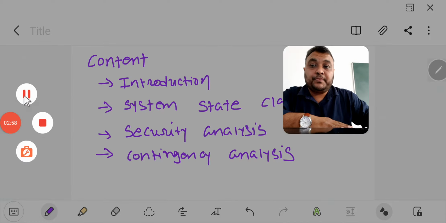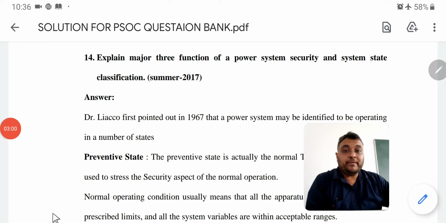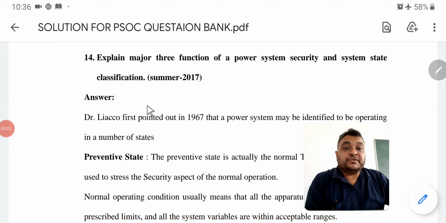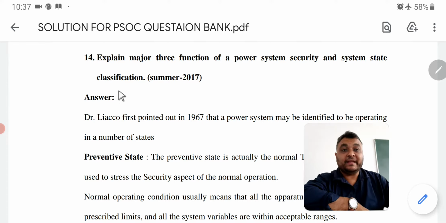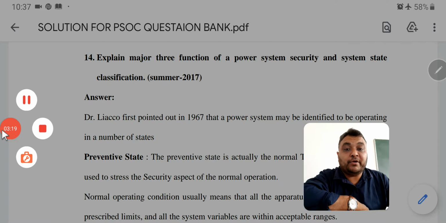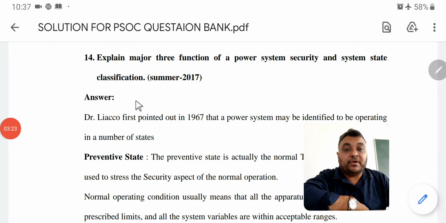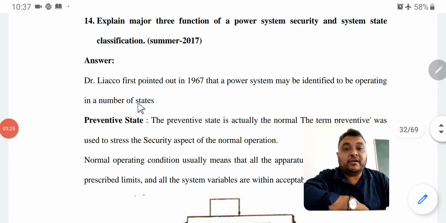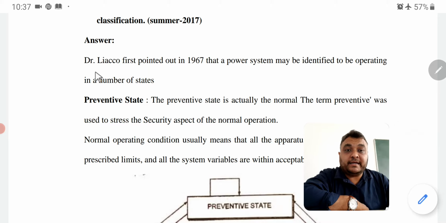Okay, so here we will start with this question that is asked in the GTU examination, that is: explain the major three functions of power system security and system state classification. Okay, so in that we will see which are the three functions that are really important with regard to power system security.